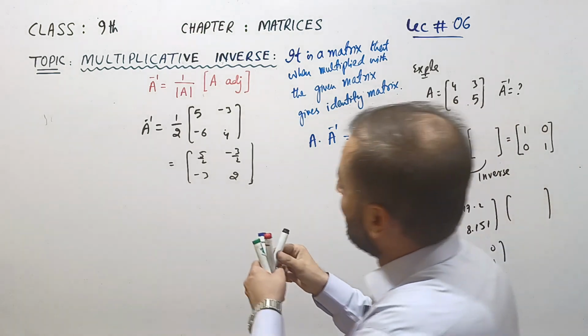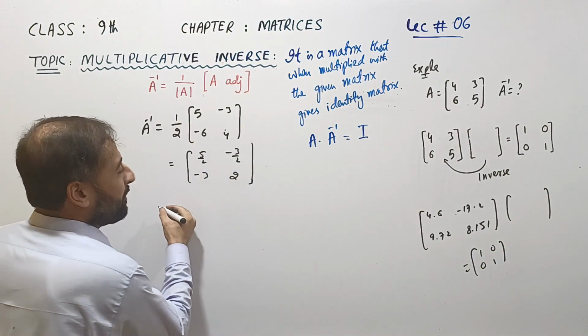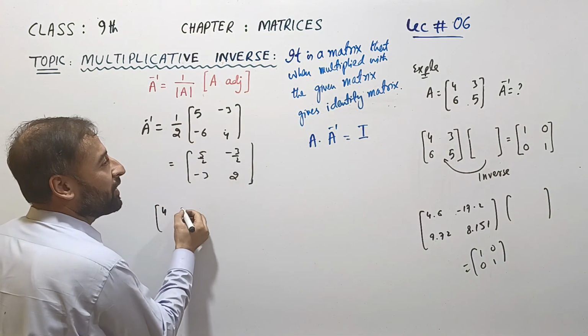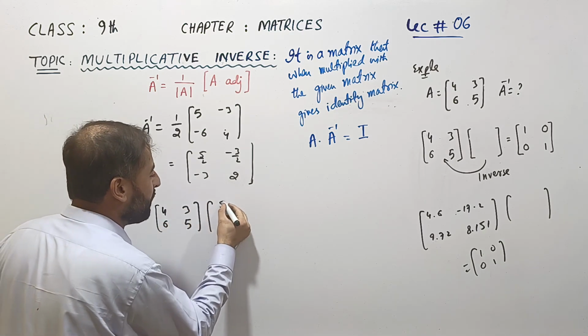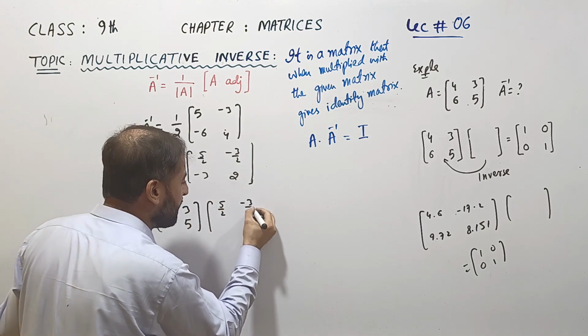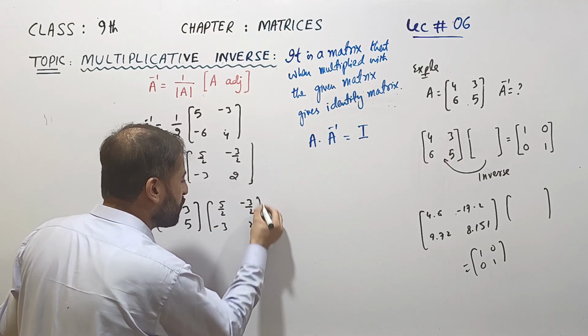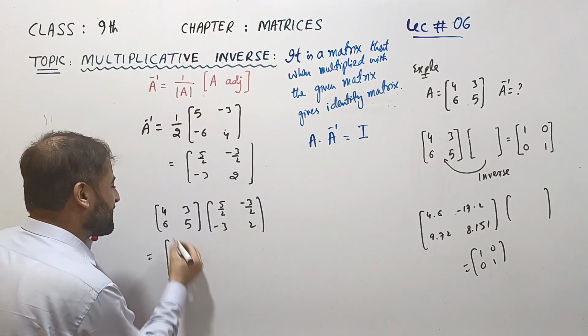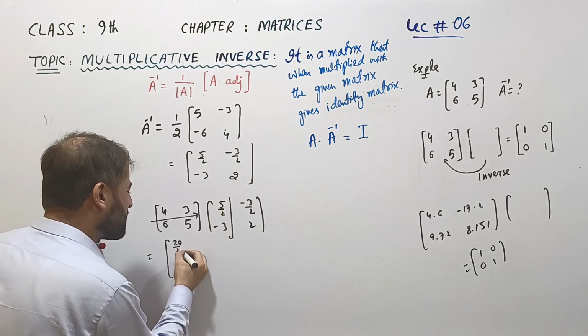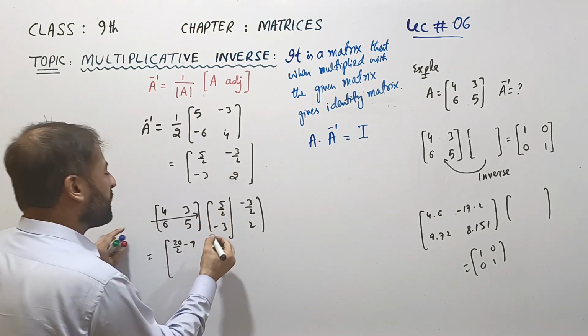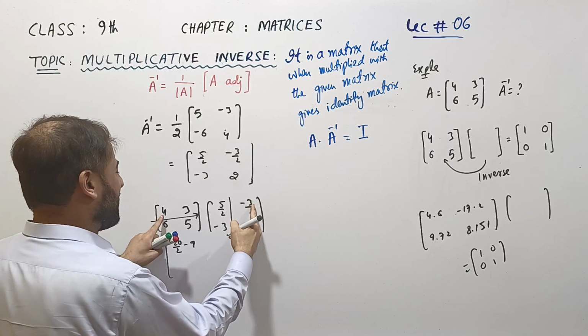Now you may verify, my sweet students, [4, 3; 6, 5] multiplied with [5/2, -3/2; -3, 2]. Multiply first row with first column. Multiply them: 20 by 2. Of course, I will write it as 10, minus 9. All right, students, what is this? Multiply these two.